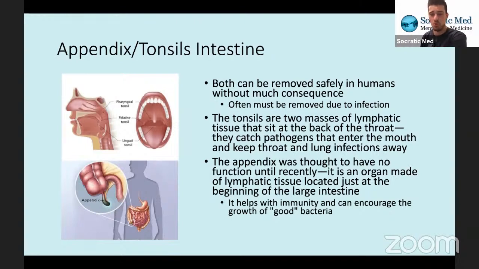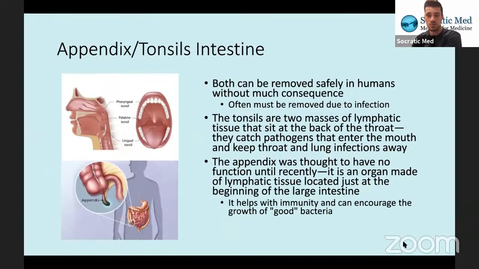So they are decently important, but I mean, our body has a lot to its immune system. So when the tonsils are removed, we can still mount a pretty good immune response to pathogens that come in through our mouth, just because there are so many other avenues that it can go down.